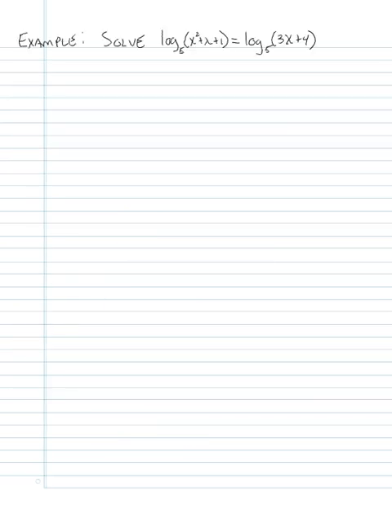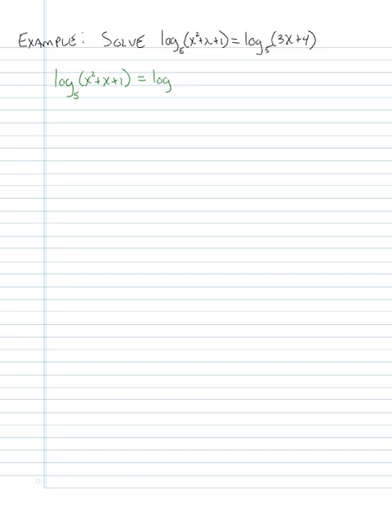You can see here we have a logarithmic equation to solve. The logarithm of x squared plus x plus 1 base 5 is equal to the logarithm of 3x plus 4 base 5. Now, notice there's no constants. We just have two logarithms only. And in that case, we can use a different technique.